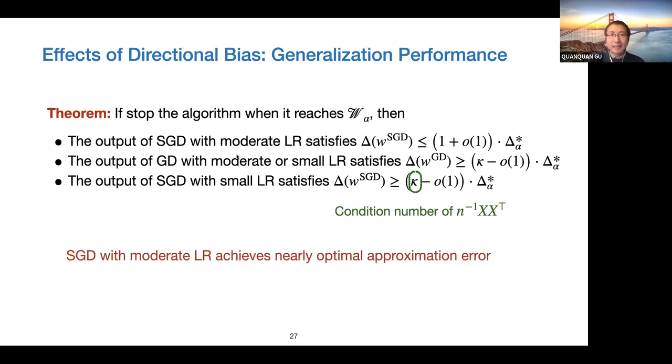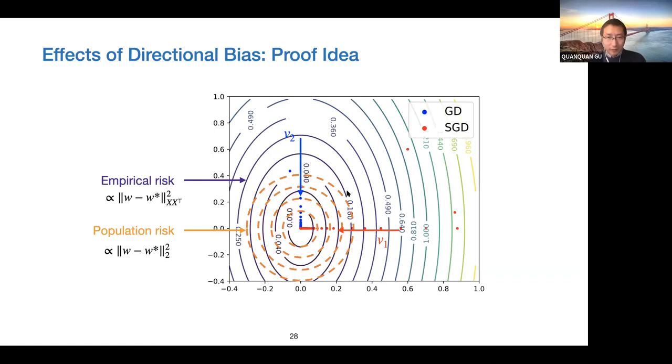So the proof idea is actually very simple. Remember that our empirical risk has these concentric ellipsoids. SGD converges along this direction, GD converges along this direction. But for the population risk, the covariance matrix is isotropic. So if you do the contour plot of the population risk, it is actually concentric circles. Then if you do early stopping, you stop at the same empirical risk level set. For example, you stop here.